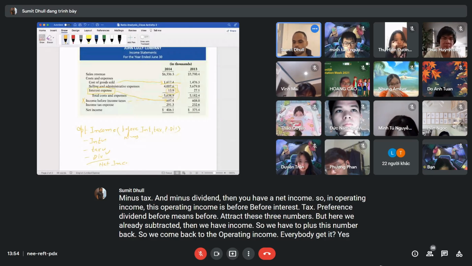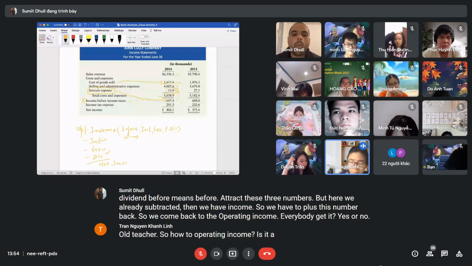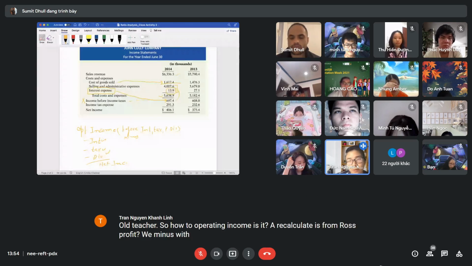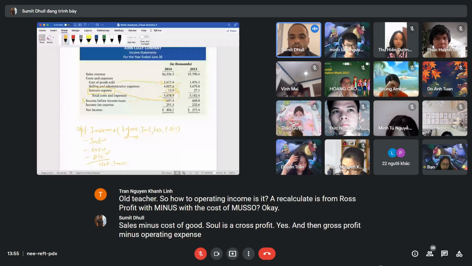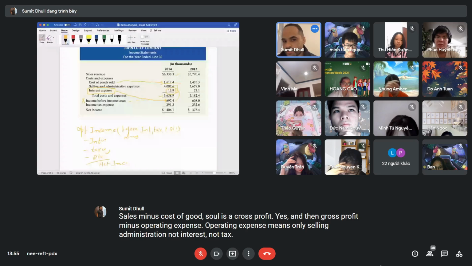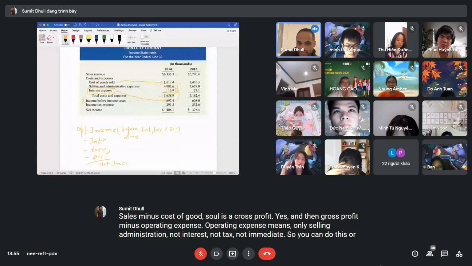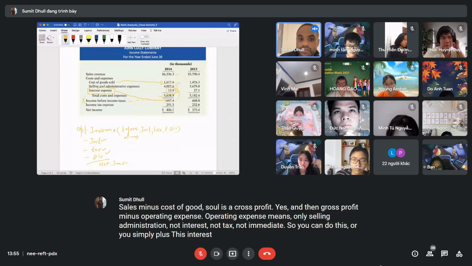Teacher, so how do we get the operating income, do we calculate it from gross profit minus the cost of goods sold? Okay, I got it. So sales minus cost of goods sold is gross profit, yes. And then gross profit minus operating expense. Operating expense means only selling and administration, not interest, not tax, not dividend. So you can do this, or you simply add this interest back. So you come back to the operating income. You have two options.